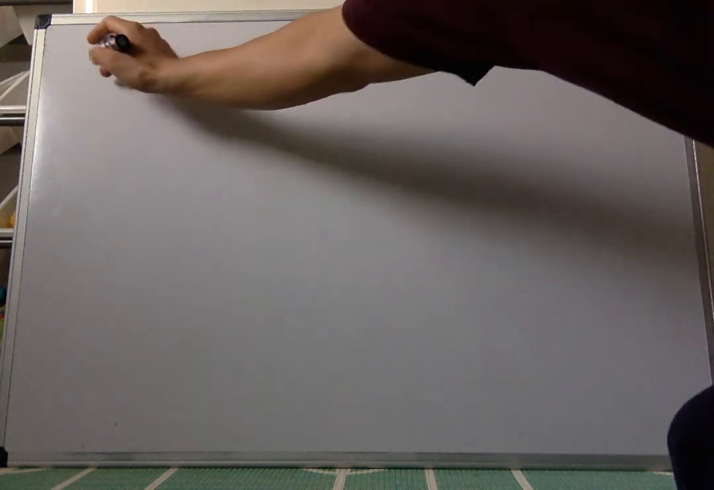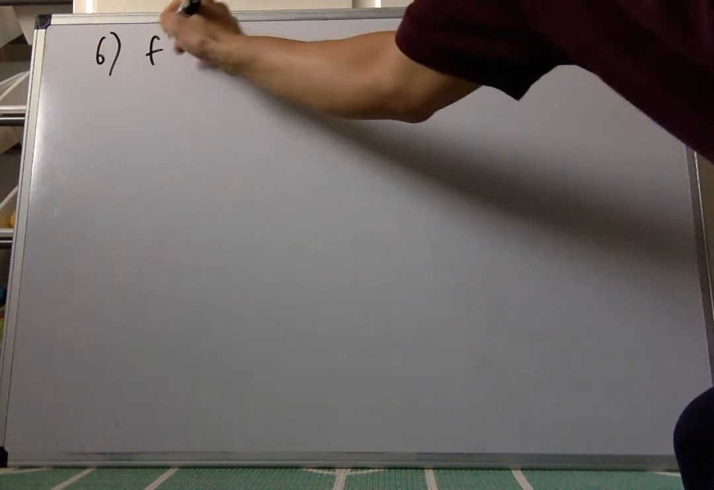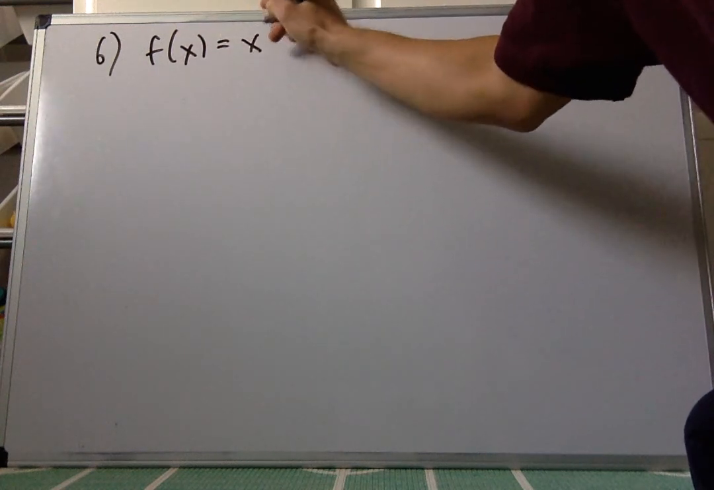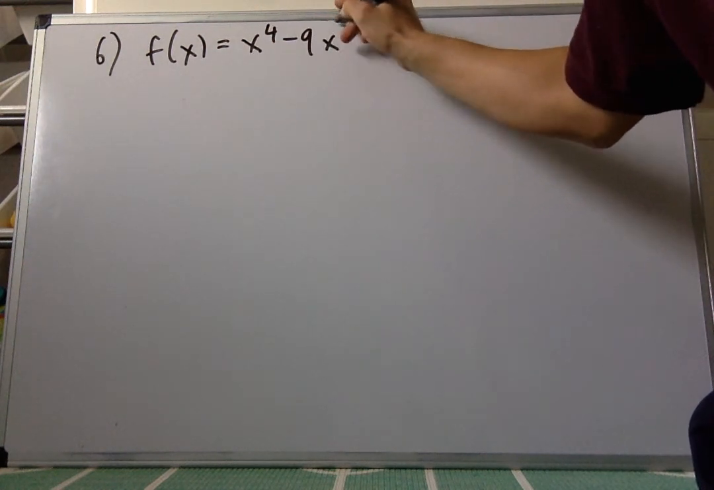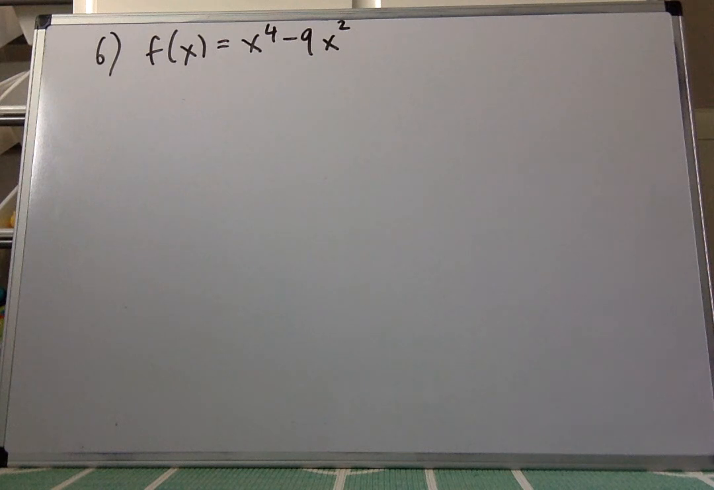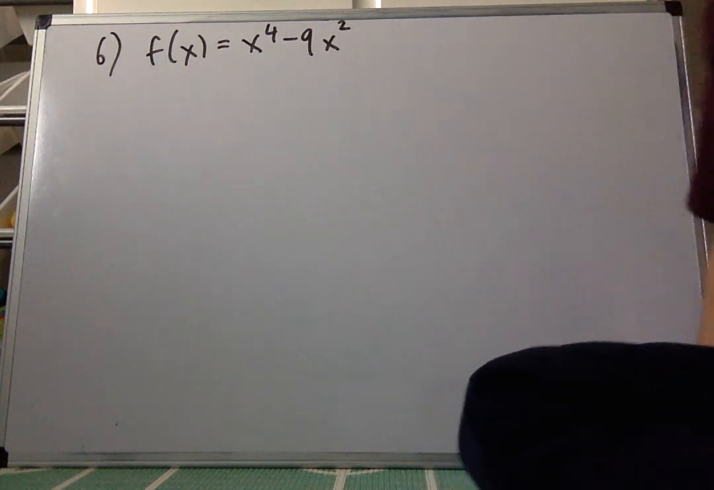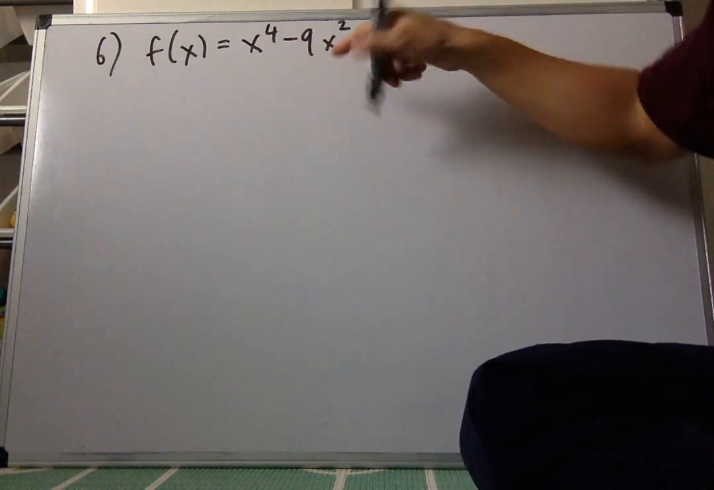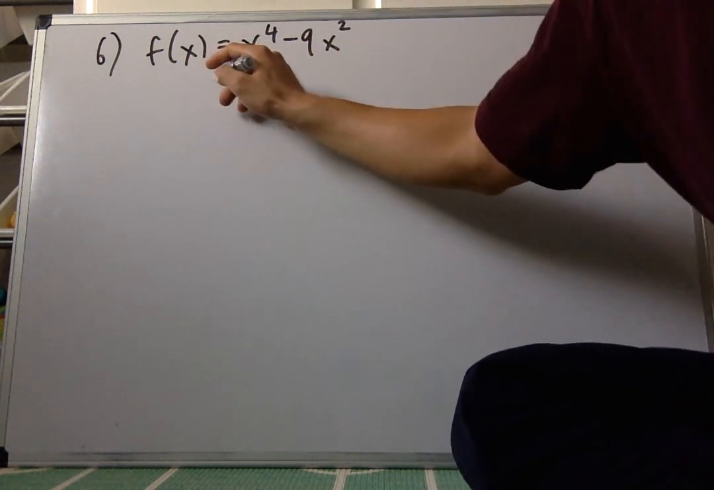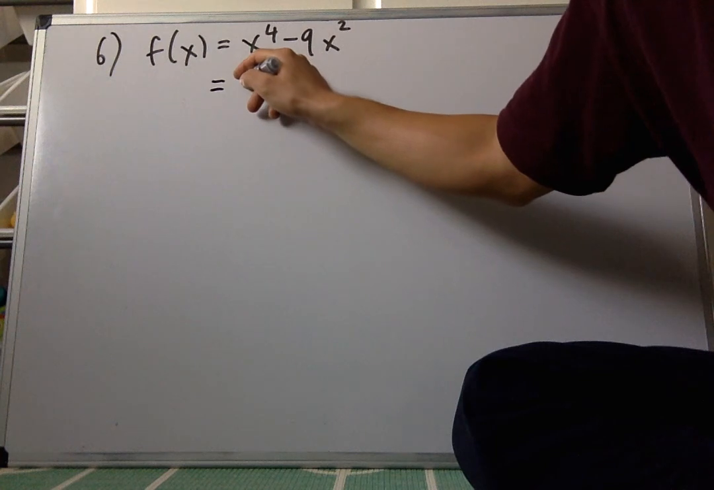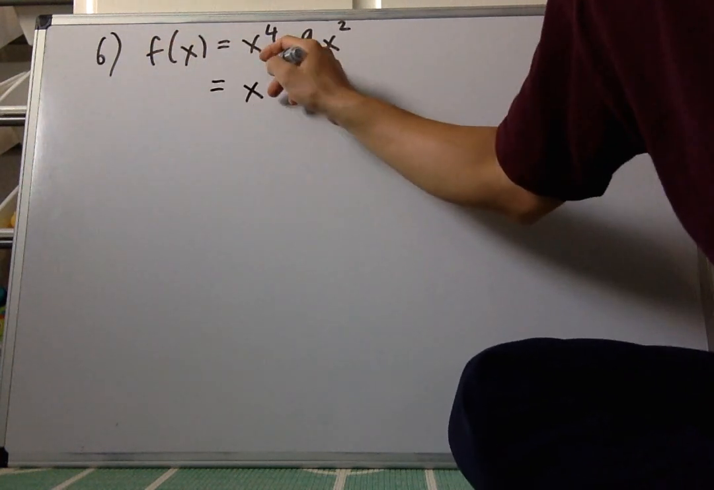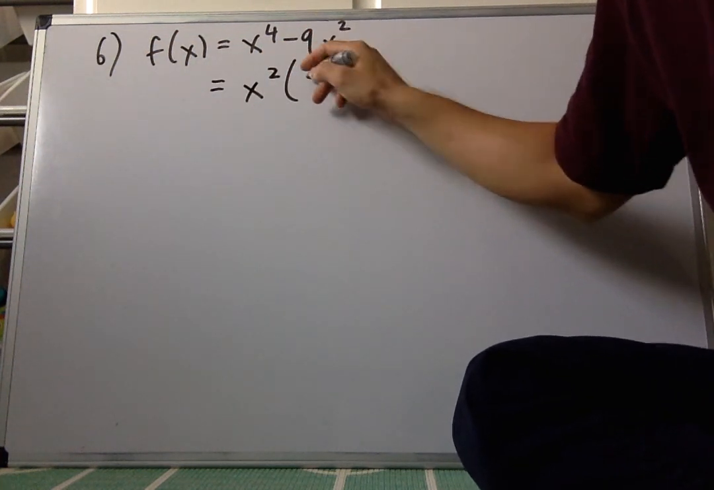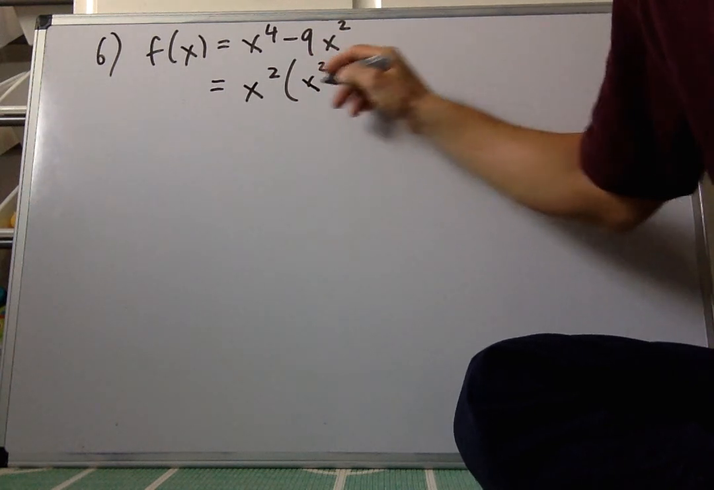Hold on, let me pull up the last question. We're on number 6. F of x equals x to the 4th minus 9x squared. Okay, nice. This one, actually, there's something really nice that happens. First of all, you see they have x squared, x to the 4th. They both have x squared in common. So when I go to factor this thing, right away, I get x squared, and then that's going to give me x squared minus 9.